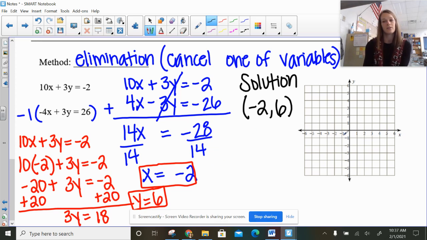Okay, so you do not have to use your graph here for elimination. So those are your 3 methods. You're going to have some assignments in Delta Math to work on.